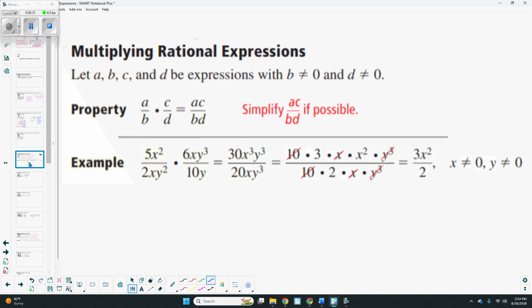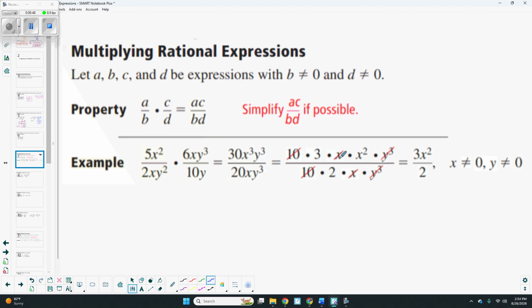So when we multiply rational expressions, we're going to do all those same things, but we're going to factor everything so that we can cancel things out, right? So the top is a times c, the bottom is b times d, but overall, anything on the top can cancel out with anything on the bottom, right?